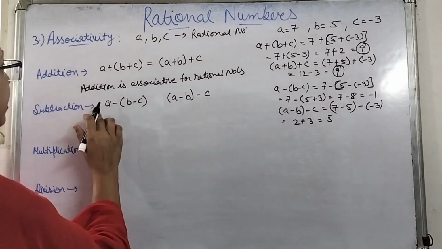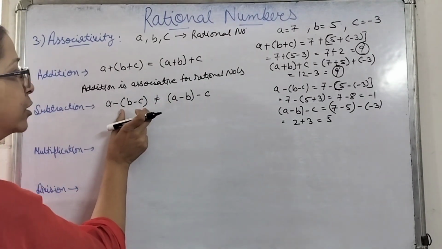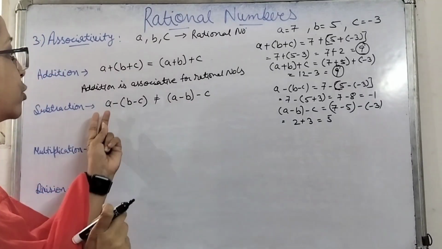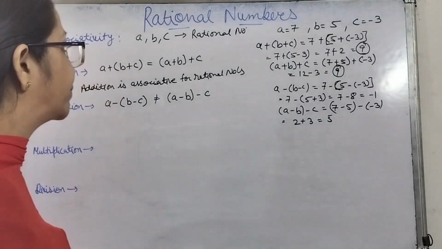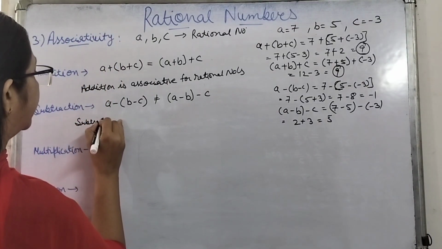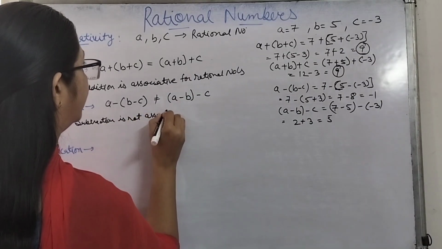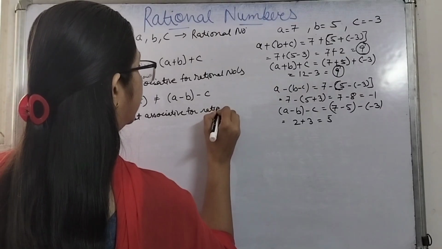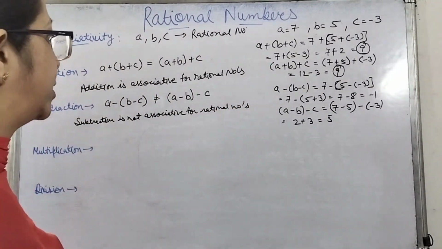So we can see that for this, first we have taken the group of B minus C and then we have taken the group of A and B. So in these two cases the difference is not coming equal. So we will say that subtraction is not associative for rational numbers. Subtraction is not associative for rational numbers.